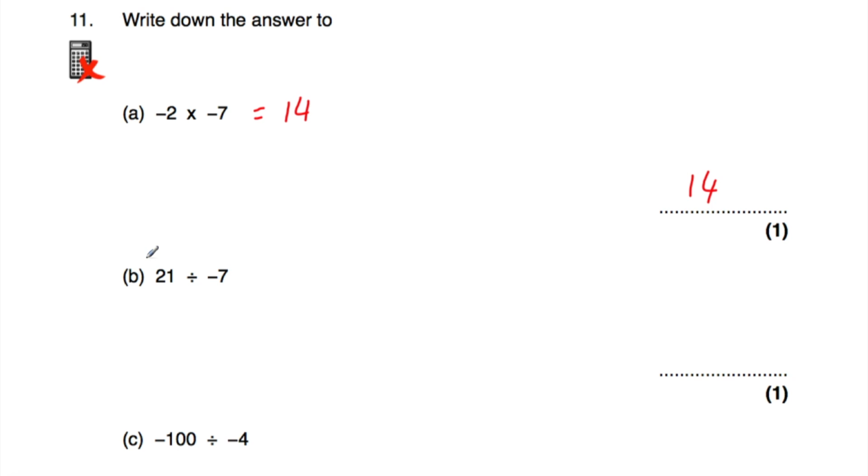Part B says to work out 21 divided by negative 7. Well, a positive divided by a negative would be a negative, and then we've got 21 divided by 7. 21 divided by 7 is 3, so 21 divided by negative 7 will be negative 3. So the answer would be negative 3.